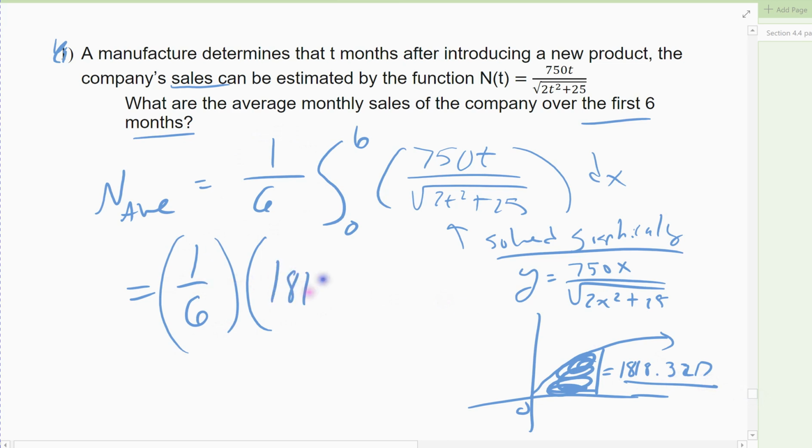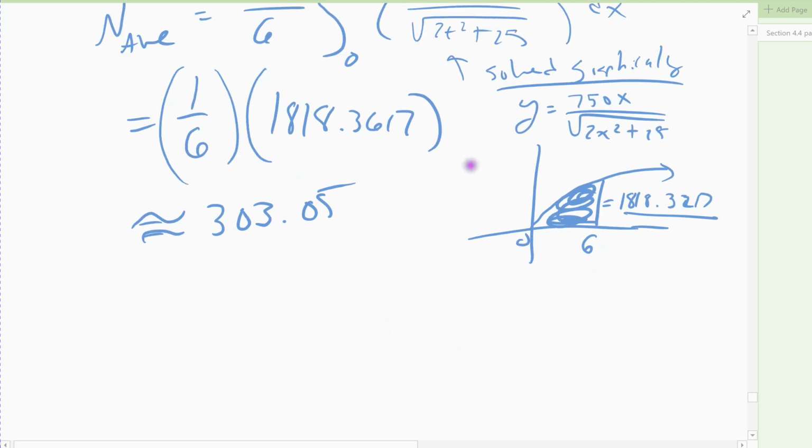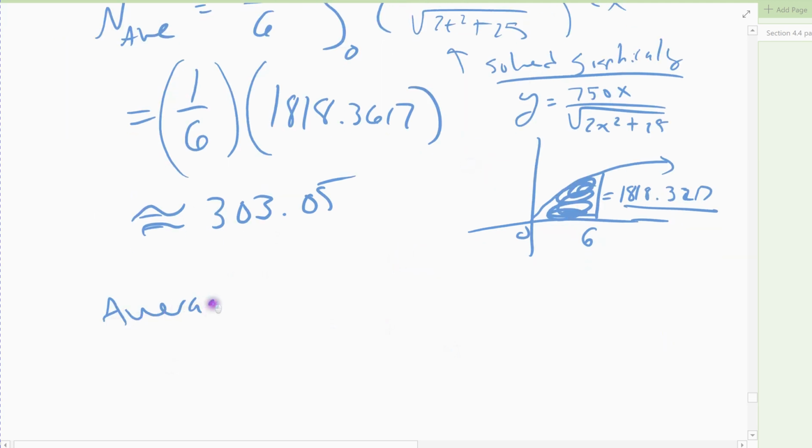I have to take that sum, right? This is the sum of all the function values from 0 to 6. We divide by 6 to find the average. So don't forget, if I'm going to forget something, I would forget the 1/6. So make sure you're careful, don't forget that times 1/6. Which comes out to 303.05. All right, so the average monthly sales is about 303.